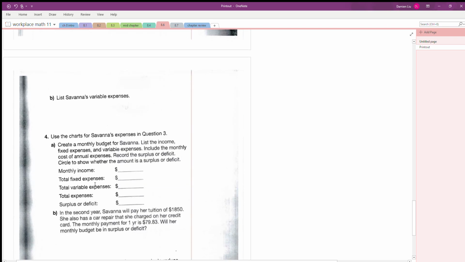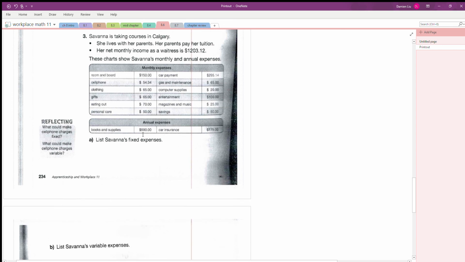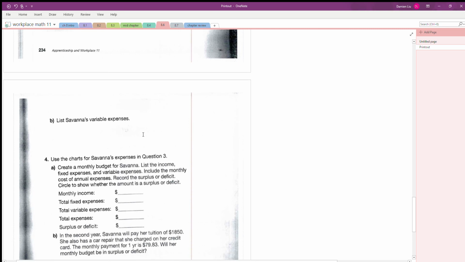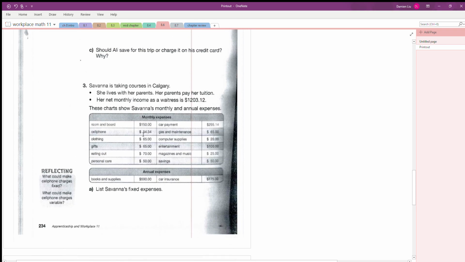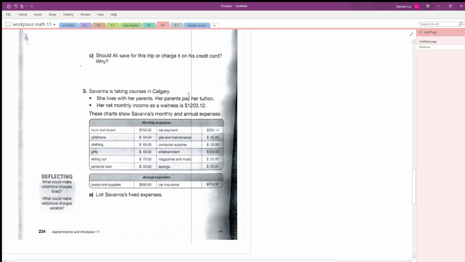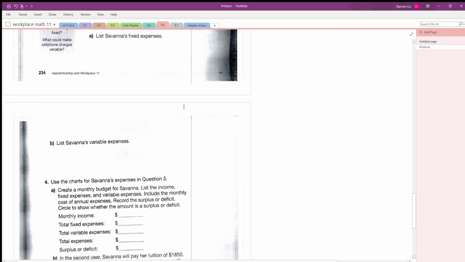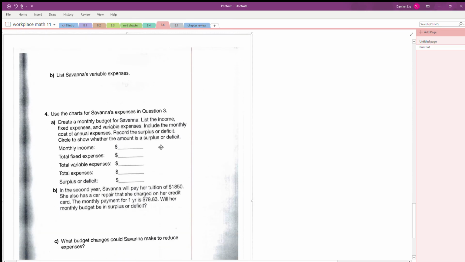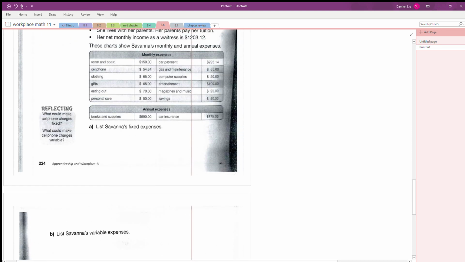Right here is the total, you've got monthly expenses and then her monthly expenses here. You have to determine which ones are fixed and which ones are variable, all right? And then her monthly income is going to be here. That's how much she makes per month, 1203.12. That number is going to go here, all right? So let's do that with you. 1203.12. Okay, that's her monthly income. You're told that information here.